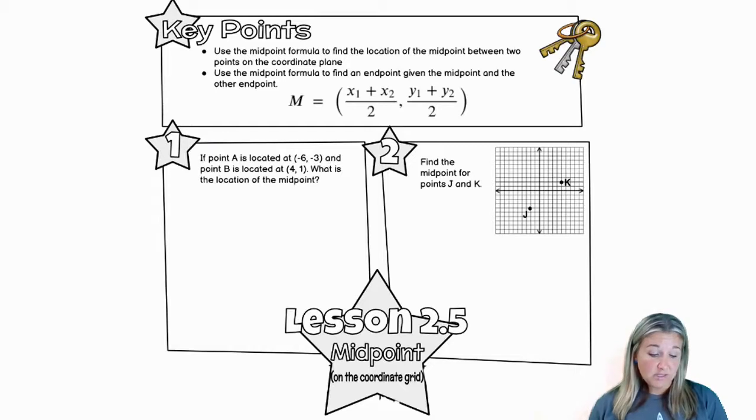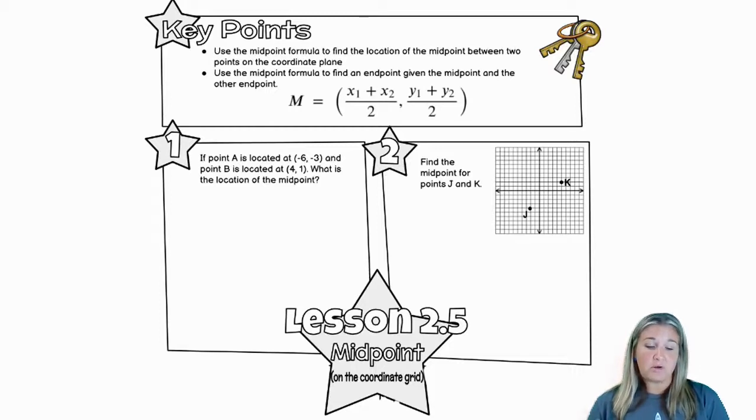Hey guys, in this lesson, we're going to look at midpoint on the coordinate grid. So this time, instead of just talking about the number line, remember the coordinate grid is basically just where two number lines intersect and then they make a grid. Okay, so just extending those number lines out. So we can find two coordinates. So this time we'll have a vertical coordinate and a horizontal coordinate.